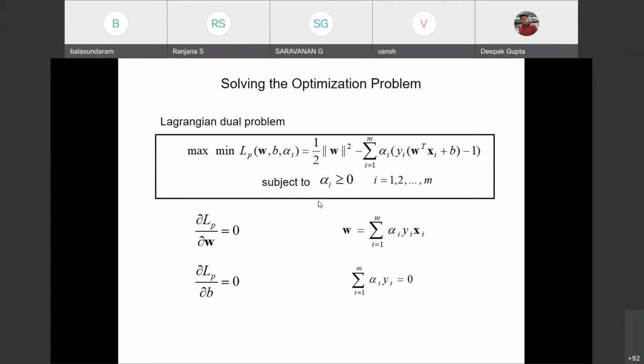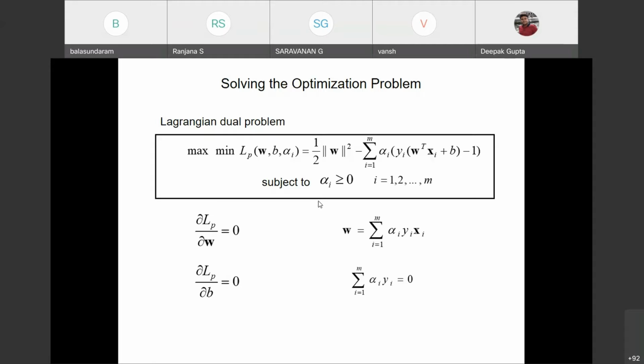The x i vector has n components, and this particular vector is an input. So this is known to us, y i value is known to us, x i vector is also known to us. In order to know the w vector, I have to know what are the values of alpha 1, alpha 2, etc., alpha m. So that we have to obtain by solving the dual problem.